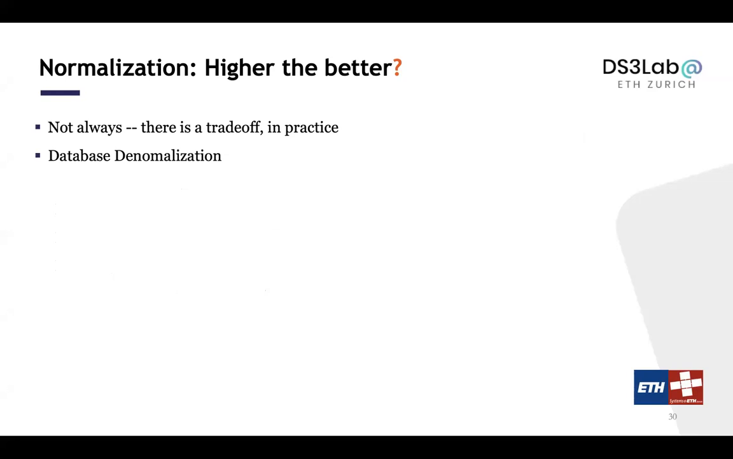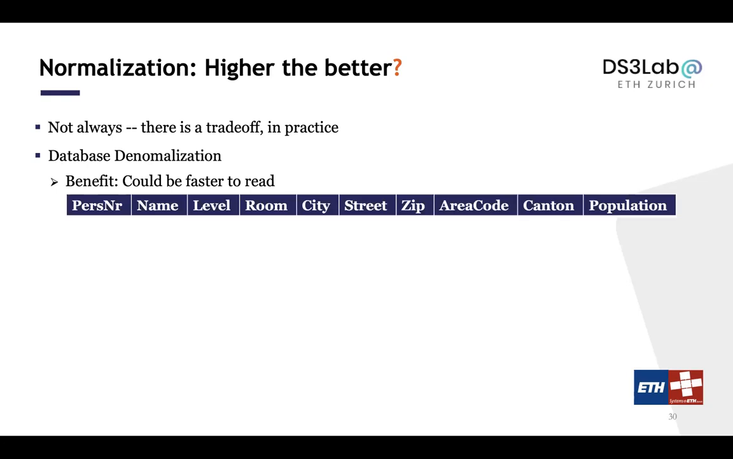In this course we talk about data normalization, but in practice, sometimes you also hear people talk about database denormalization, which actually tries to put things together instead of putting things separately. The benefit of that is that it could be faster for you to fetch information.